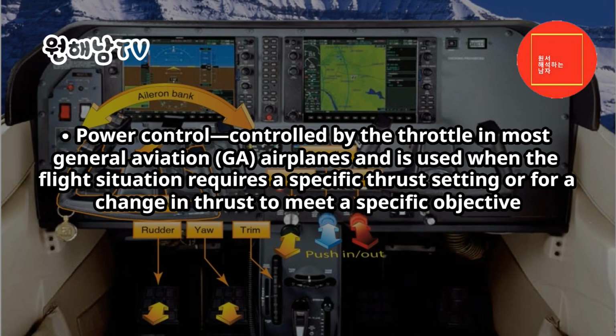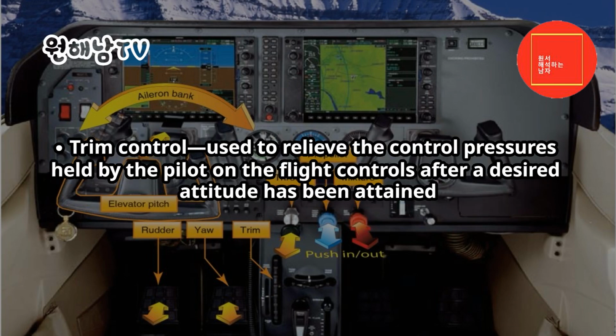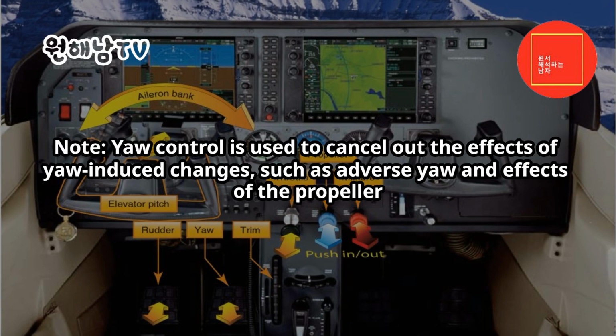Power control: controlled by the throttle in most general aviation, GA, airplanes, and is used when the flight situation requires a specific thrust setting, or for a change in thrust to meet a specific objective. Trim control: used to relieve the control pressures held by the pilot on the flight controls after a desired attitude has been attained. Note, yaw control is used to cancel out the effects of yaw-induced changes, such as adverse yaw and effects of the propeller.